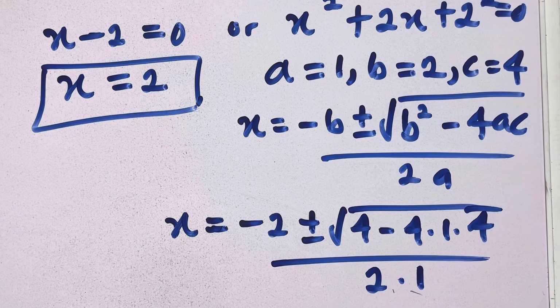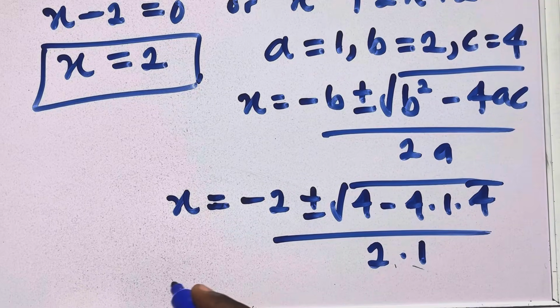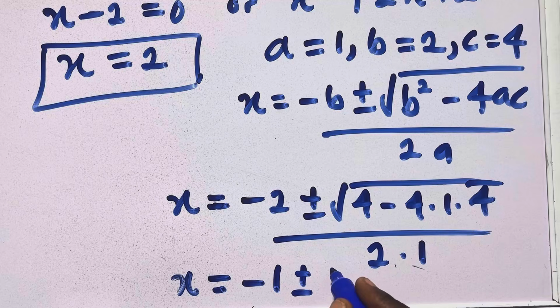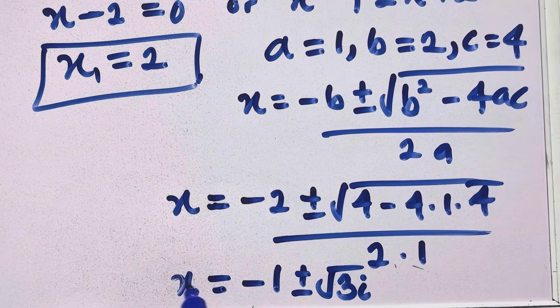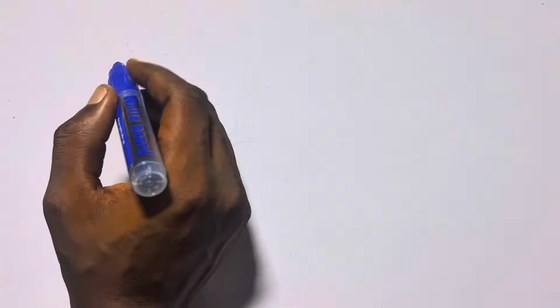On simplification, what we are going to get is complex roots. So we are going to get x equals minus 1 plus or minus square root of 3i. So this is what we got. And don't forget, we already got one solution here. So we have two solutions here, right? So let's move on. Don't forget what we got.